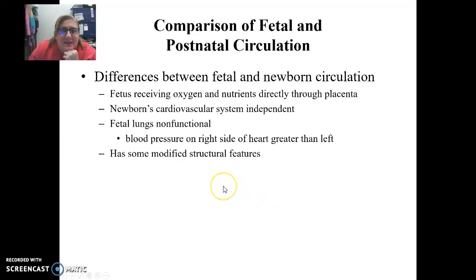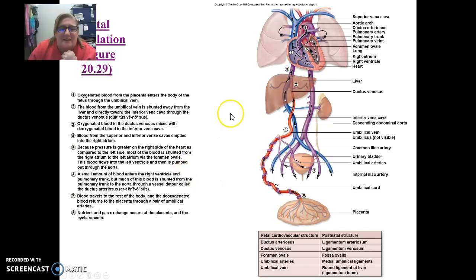And welcome to the last lecture of the second section. We're going to talk about fetal circulation. And here you can see fetal circulation. I'm going to walk you through this model.